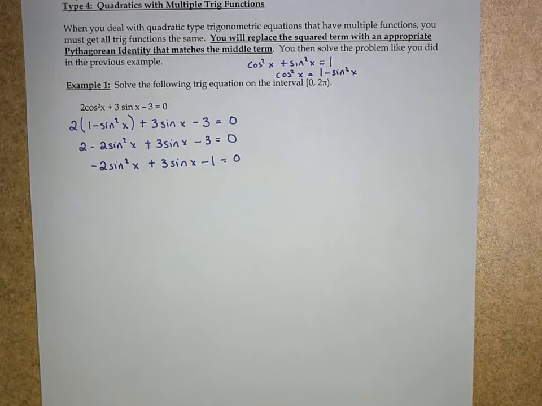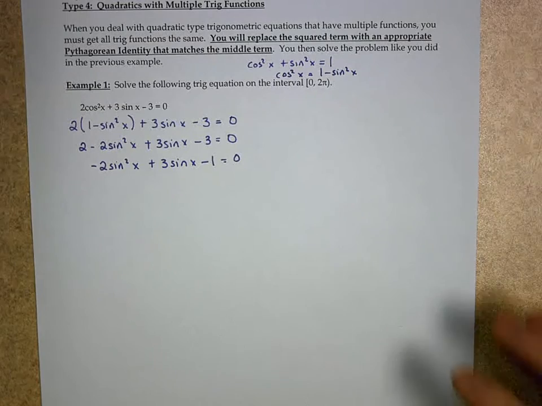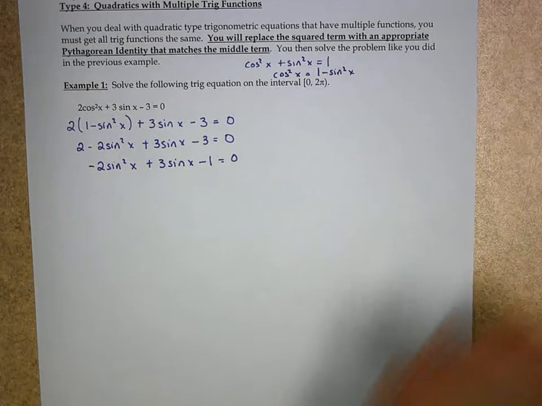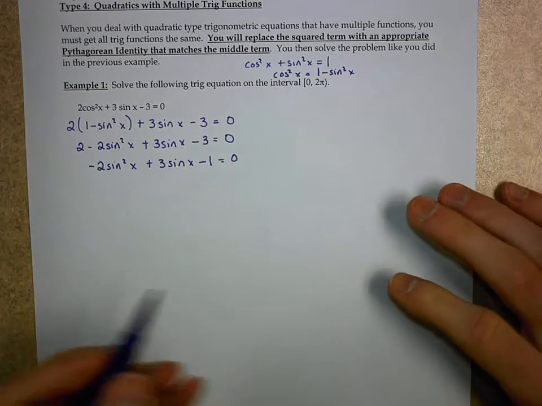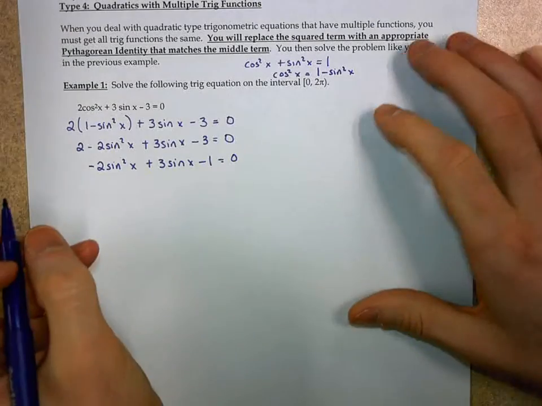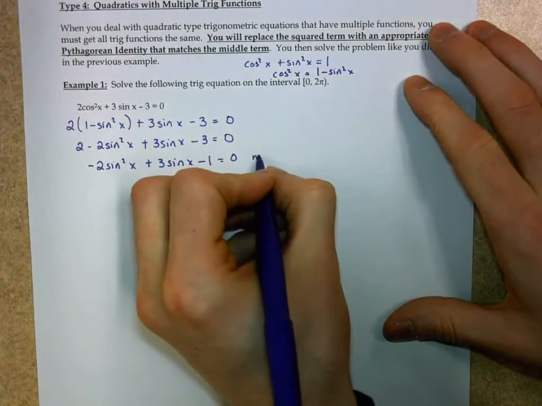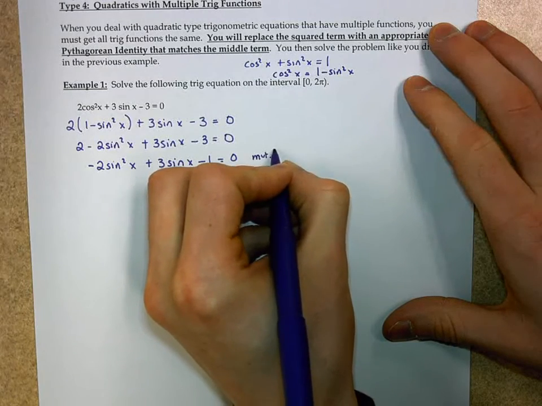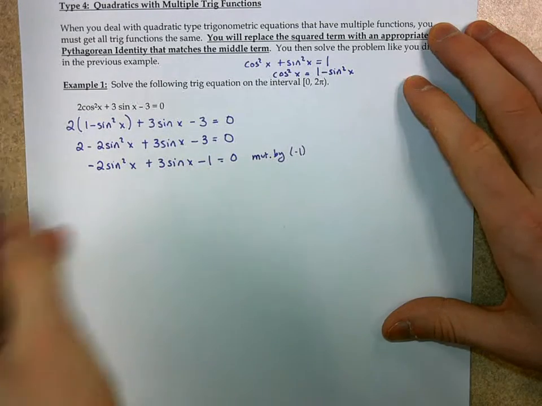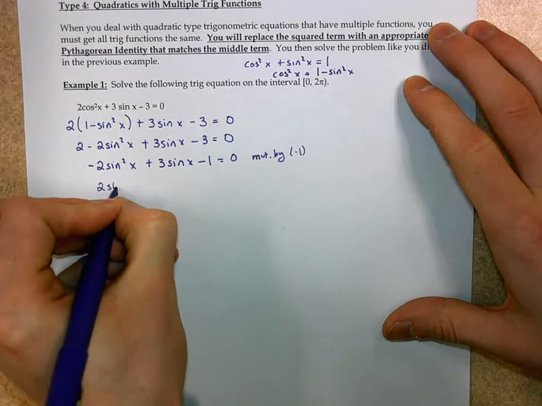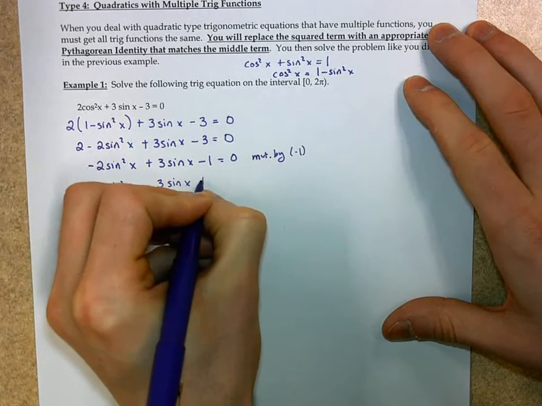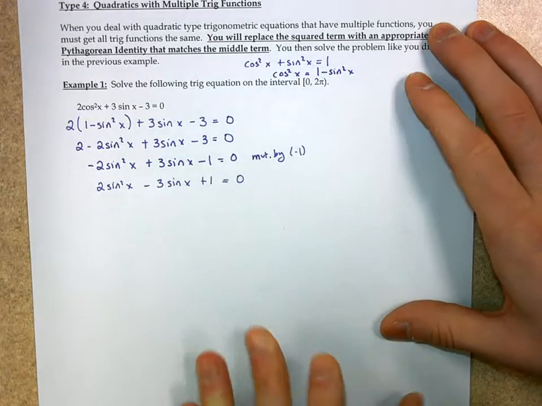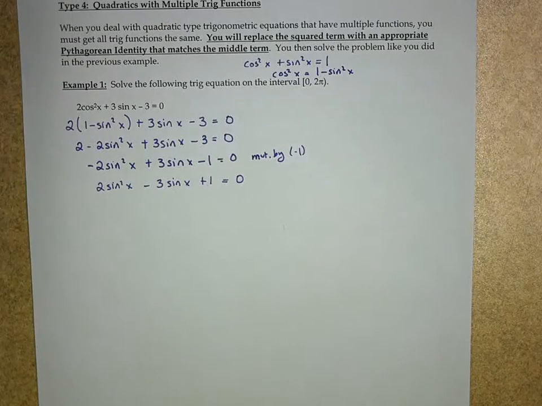And now I'm to the point that I can factor. But since I've got this negative in front, it's a lot easier to factor if we've got a positive number. So let's just take this whole equation and multiply through by negative 1. Which then gives me 2 sine squared of x minus 3 sine of x plus 1 is equal to 0.